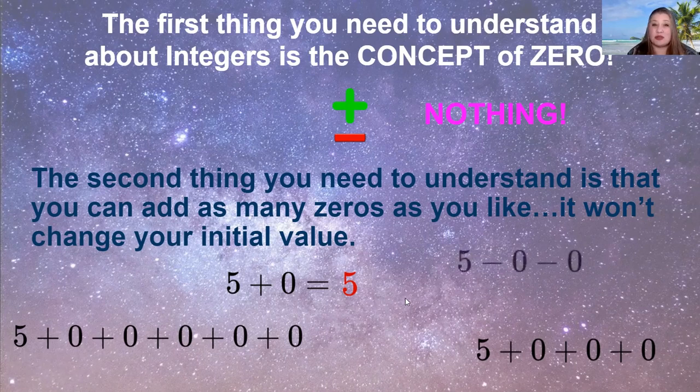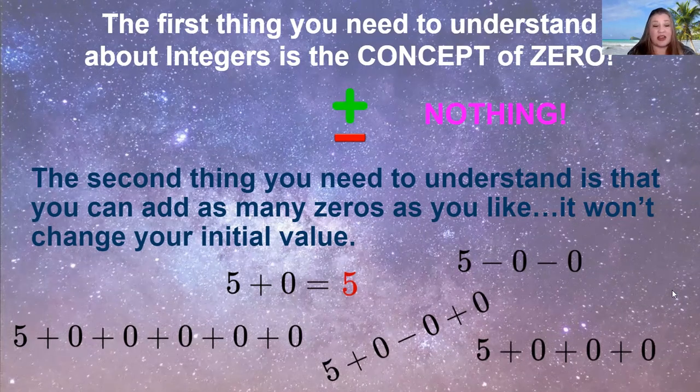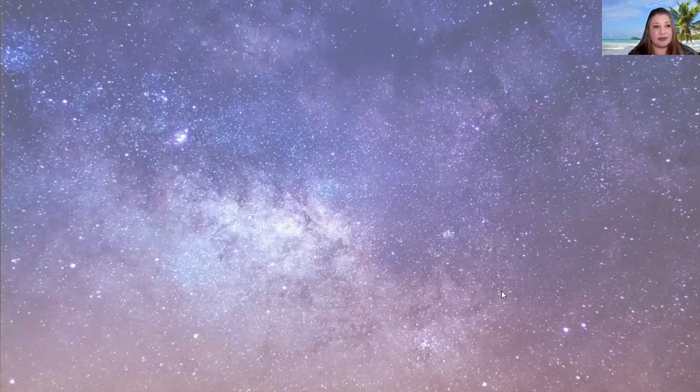And this is true for subtracting zeros as well. 5 minus 0 is still going to be 5. And you can do a combination. 5 plus 0 minus 0 plus 0. Whenever you start with an initial value, you can add or subtract as many zeros as you want. And because it's essentially nothing, you're going to end up still with that initial value, in this case, 5.